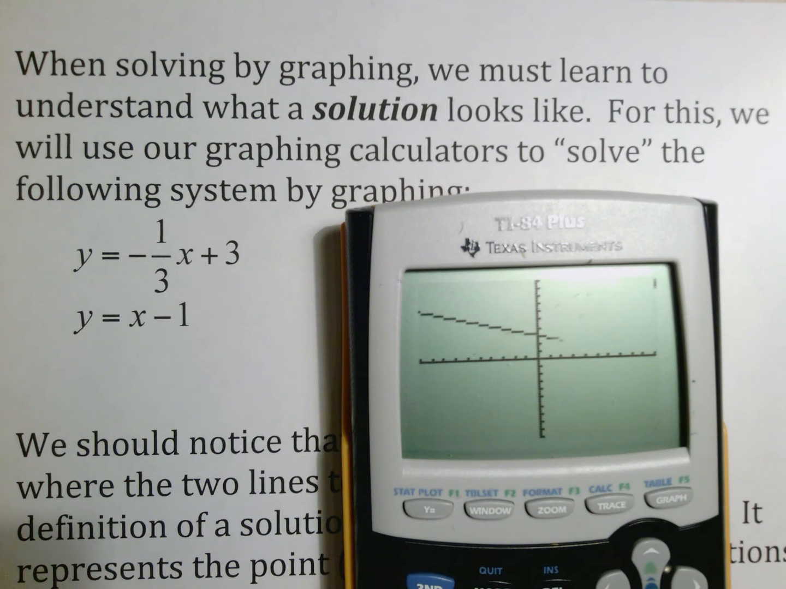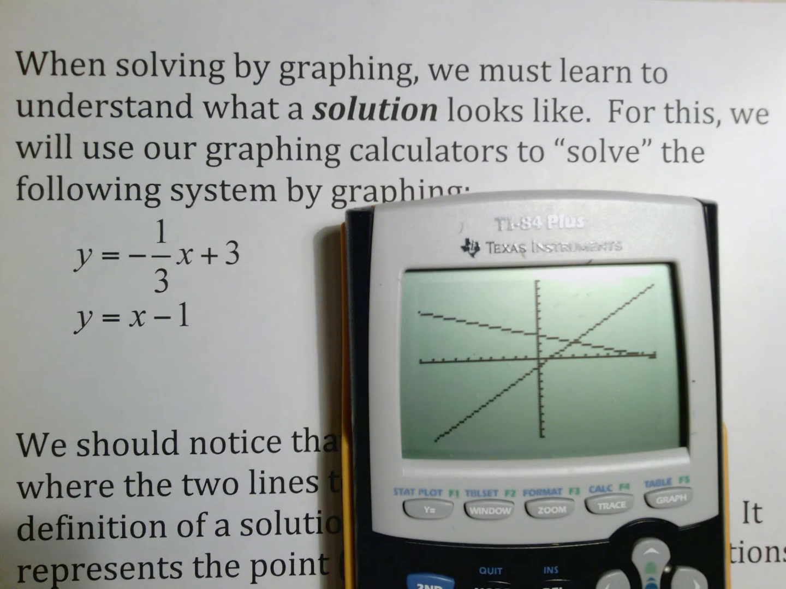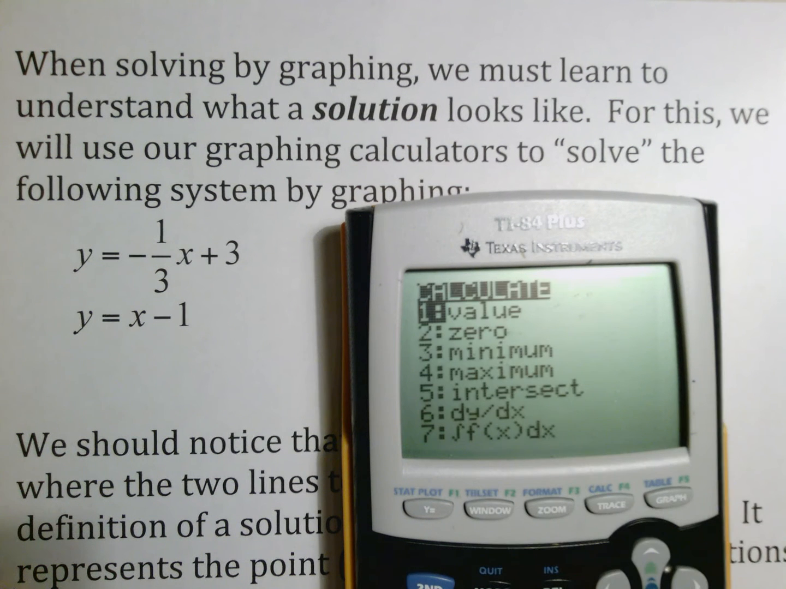And that will make two graphs. It always graphs the first graph first, the second graph second. And so this is the negative 1/3 x plus 3. This is the x minus 1. And you notice that both of these graphs cross and they touch. So if you're going to use the graphing calculator to solve a system by graphing, remember before when we did linear regression, we calculated a linear regression. This time we are going to calculate. If you look right above the trace button, you see calc in blue, so you hit second, calc, and we want to calculate the intersection of those two lines, which is just by hitting the number 5 or scrolling down to 5.